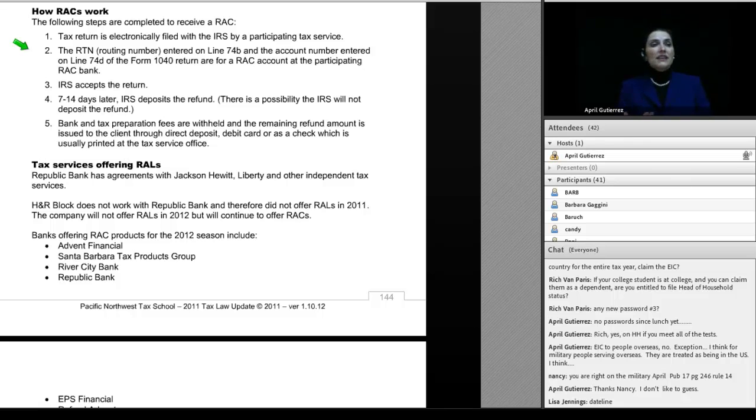There's multiple reasons. One is the client cannot afford to pay the tax preparer up front. So this is the only way to get the tax return professionally prepared and electronically filed, if my tax preparer gives me a RAC. And there the taxpayer is on the hook for the tax preparation fees until the IRS does that deposit.